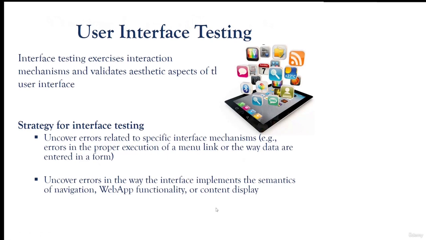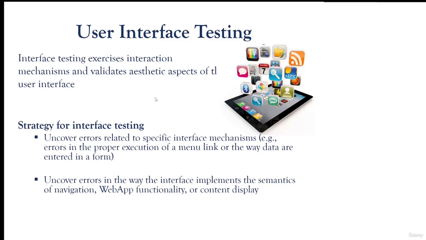User interface testing, as I already told you in my previous lectures, is the access and interactions mechanism that validates static aspects of the interface. And for the strategy of interface testing, you need to uncover errors related to specific interface mechanisms. For example, errors in the proper execution of a menu link, the ability to navigate data from one form to another, and uncover errors in the way the interface implements the semantics of navigation.